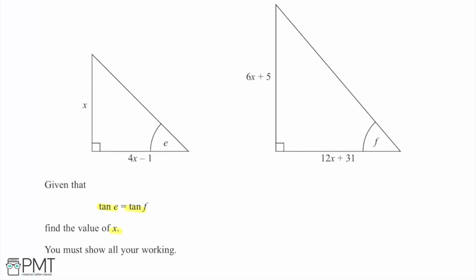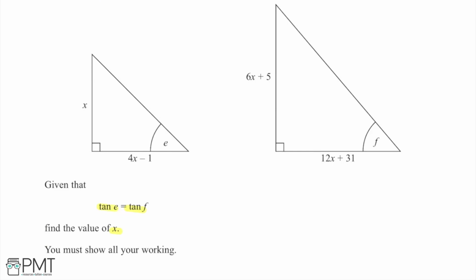So just having a look at the triangles, we've got the angle E here, and then we've got two side lengths defined in terms of X. And just noticing again, this is a right angle triangle. So this side over here is the hypotenuse, and we don't have the length of the hypotenuse. Similarly for this triangle, we have the angle F, we have the right angle, and we have two side lengths, the adjacent and the opposite to this angle here.